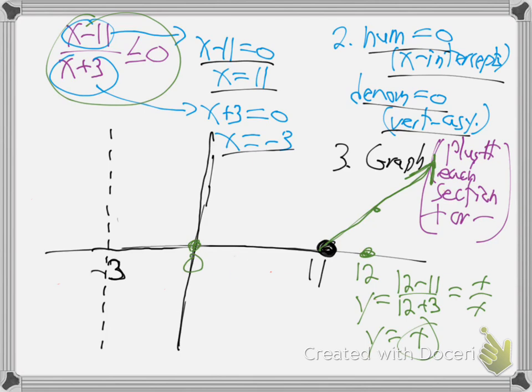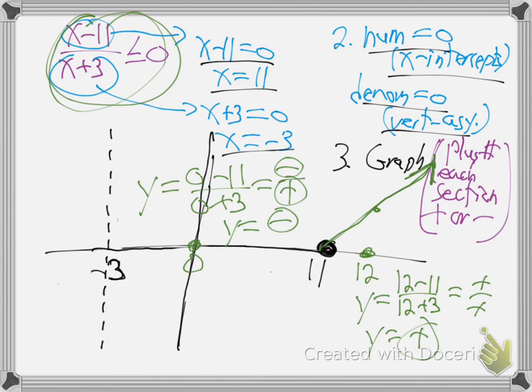Anything in the middle between negative 3 and 11, plug into here again. Y equals, plug in what? 0? 0 minus 11 over 0 plus 3, which is negative over positive, which is y is negative. So that means the function's down here. It must go down there, because at vertical asymptotes, it either goes up to infinity or down to infinity.